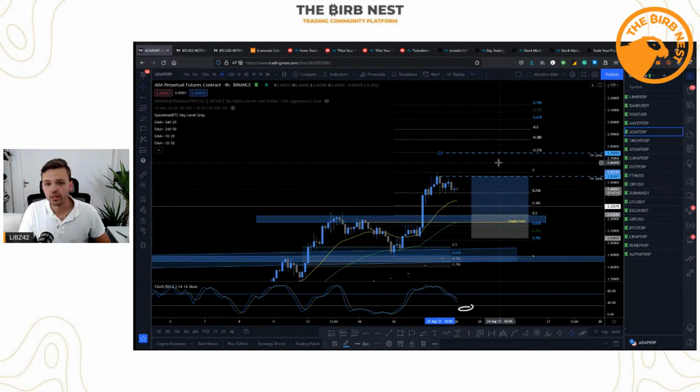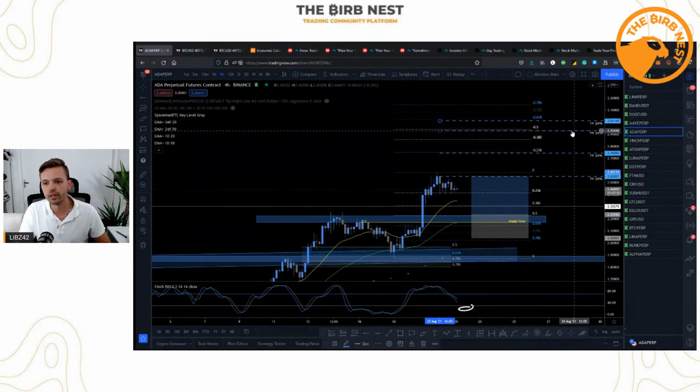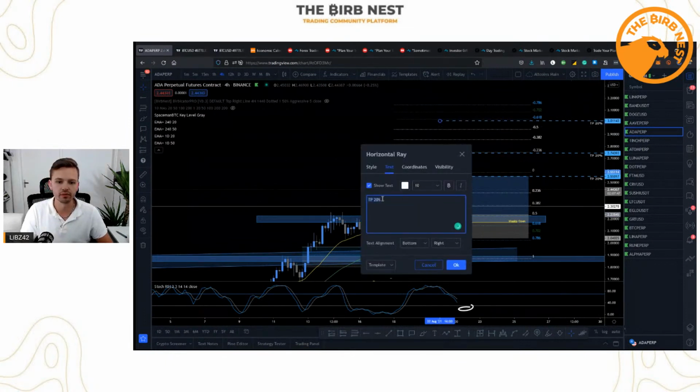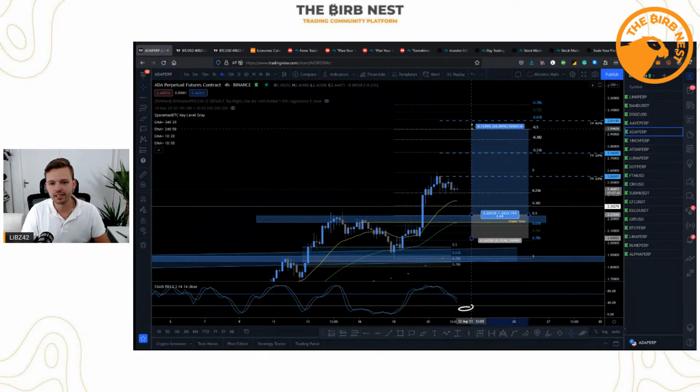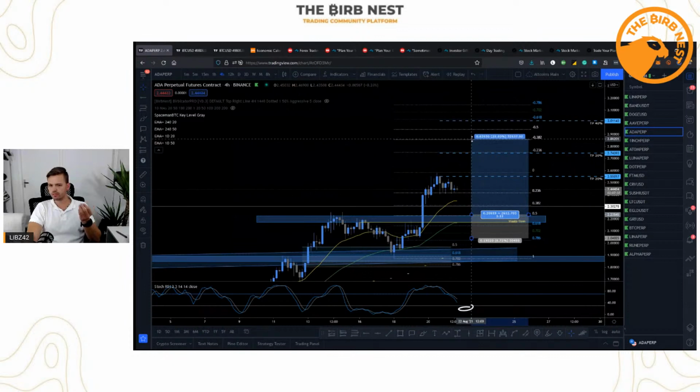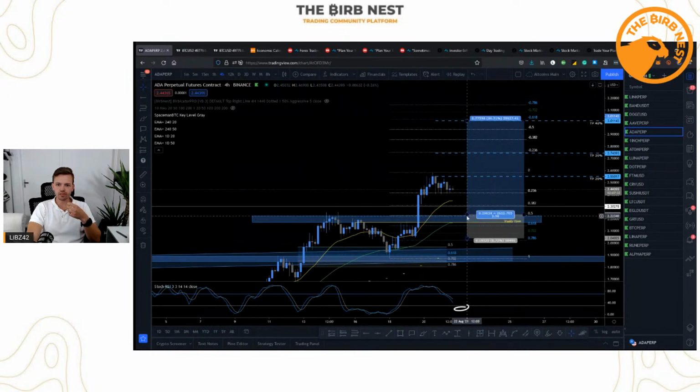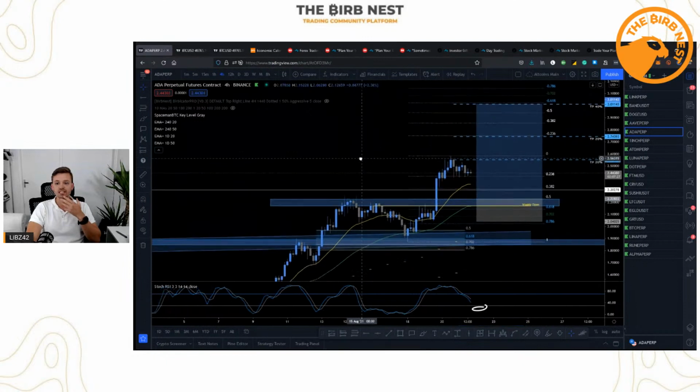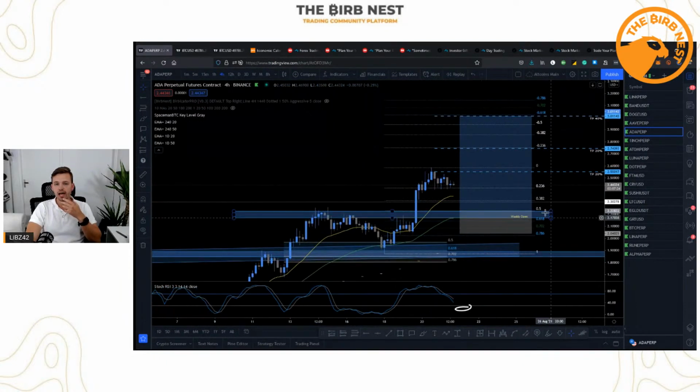So at 20, that's 40, 60. Let's just put 40 up here. Now, when all of these take profits get hit, the average R of this trade would be somewhere around 3, which is definitely acceptable. When all of these TPs get hit, you will have 20% of the position still open.